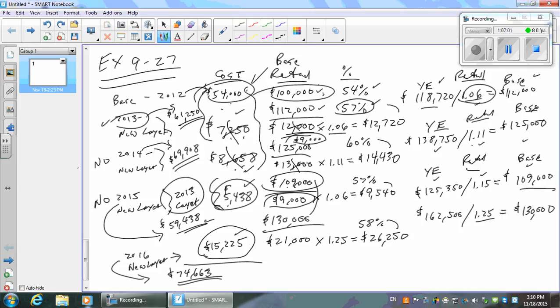So what's the trick? Discount first for the inflation rate, for the index. Then determine if you have a new layer or not. If you have a new layer, the new layer gets reinflated, and you take it times the cost percentage for that year. And the base year just stays the same.